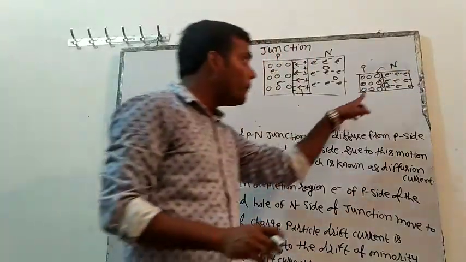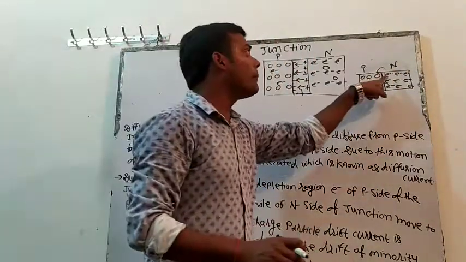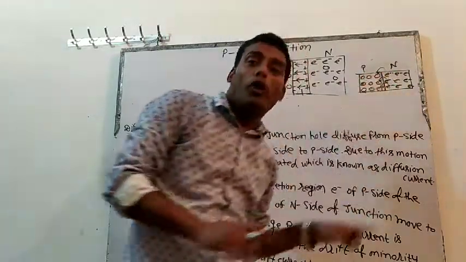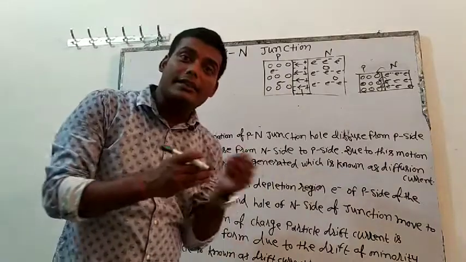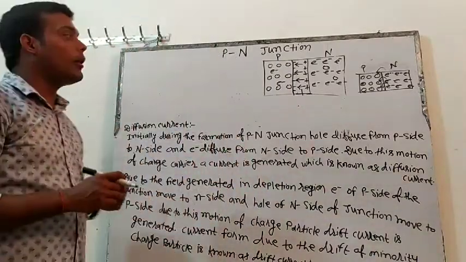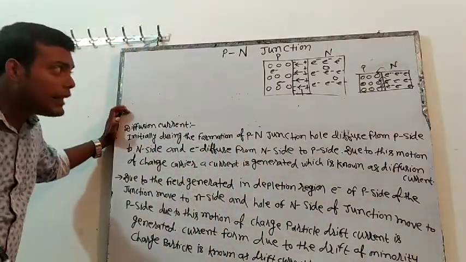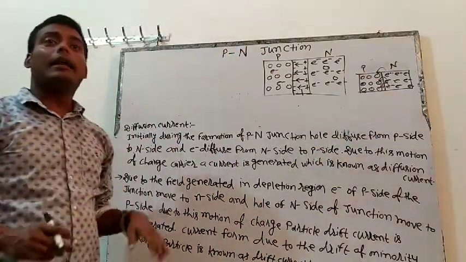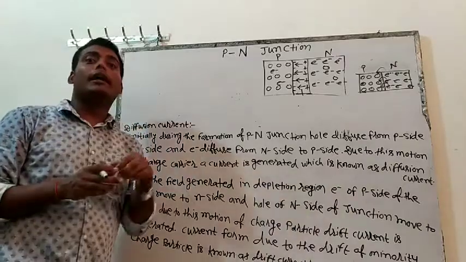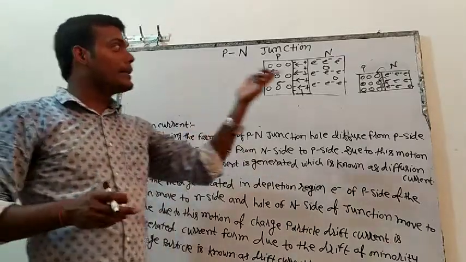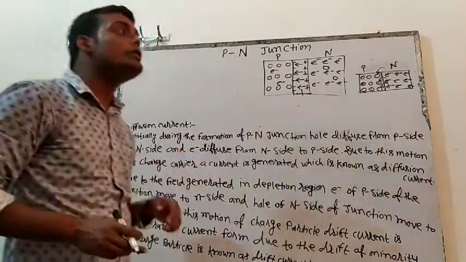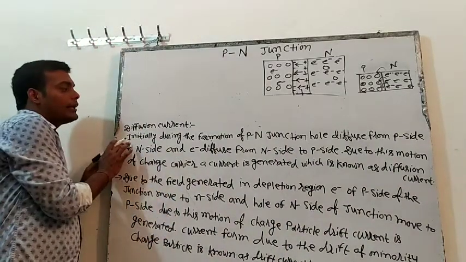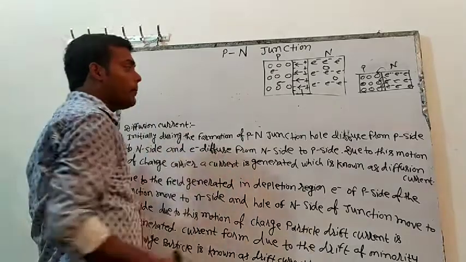So due to the movement of this charge, electron is going from N to P, that means electron is moving. Hole is going from P to N, so hole is also moving. When charged particles move, there will be generation of current. Since electron is diffusing to hole and hole is diffusing to electron, due to this diffusion a current is generated in the p-n junction, and this current is known as diffusion current.